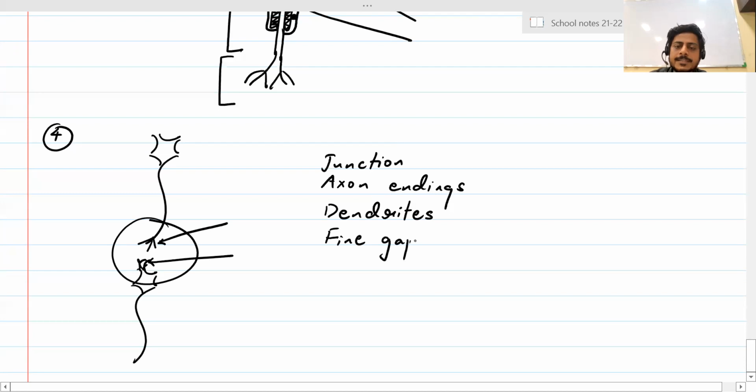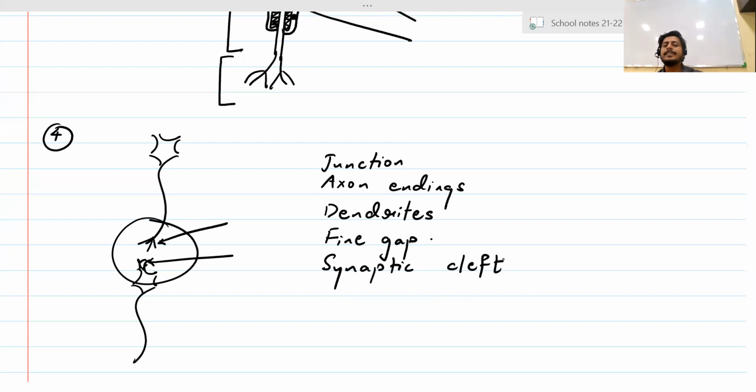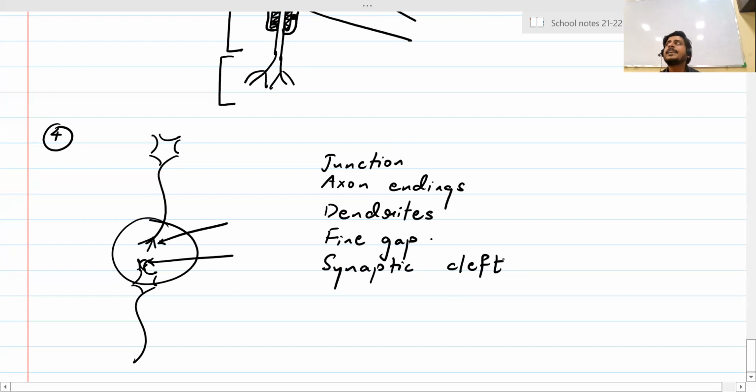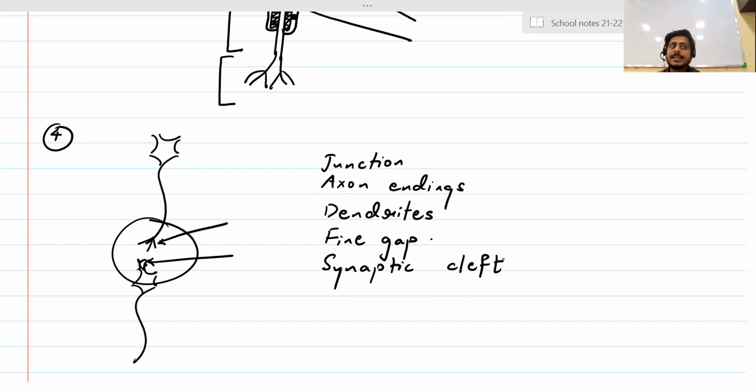That gap is called the synaptic cleft. But if the question comes as point of contact between two neurons, then you write it as synapse. So synapse is defined as the junction between the axon endings of a neuron and the dendrites of another, separated by a fine gap called synaptic cleft. Remember, the neurotransmitters are stored in the axon endings. An example of a neurotransmitter is acetylcholine, and it helps in transmission of nerve impulses across the synapse.